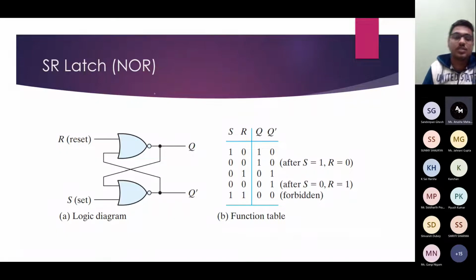This is the structure of a NOR latch. This is called the SR latch. Also, it is called the NOR latch. If you consider the working of this NOR latch, consider that S is 1 and R is 0.